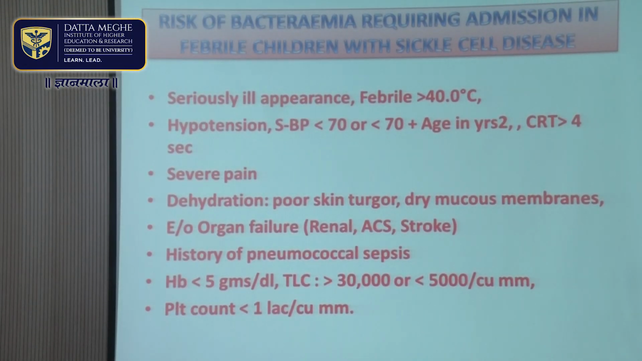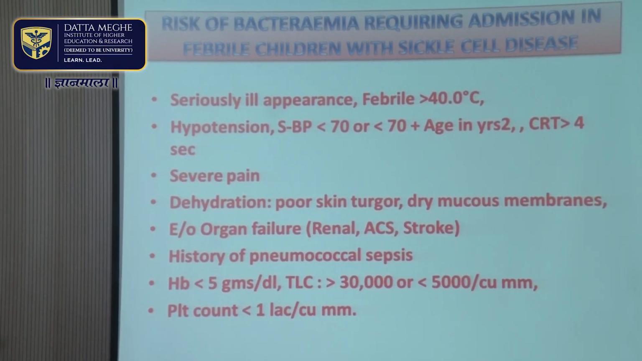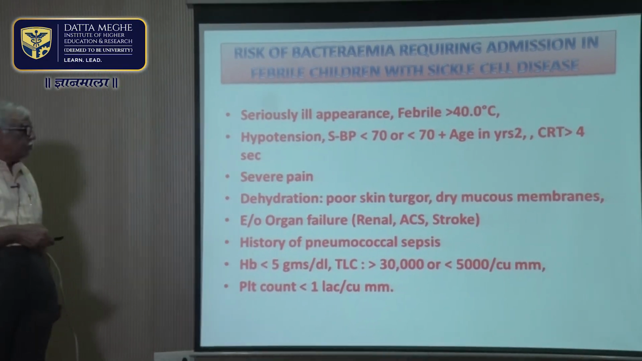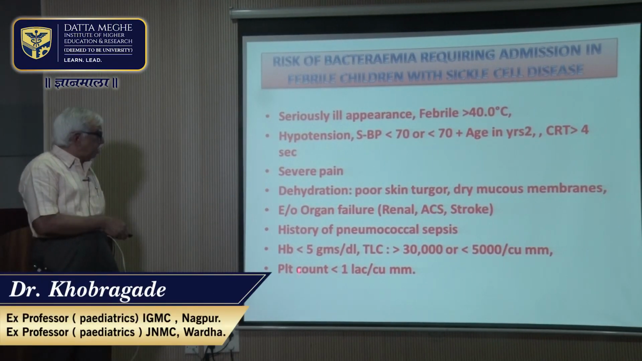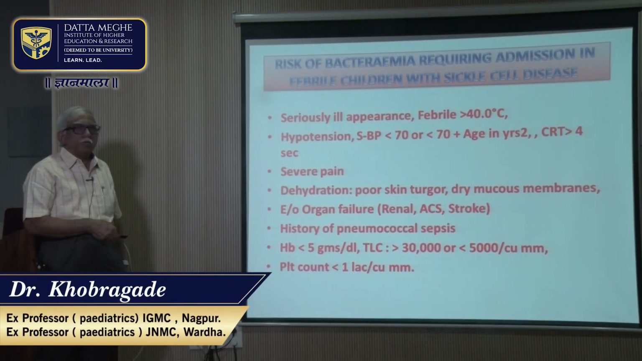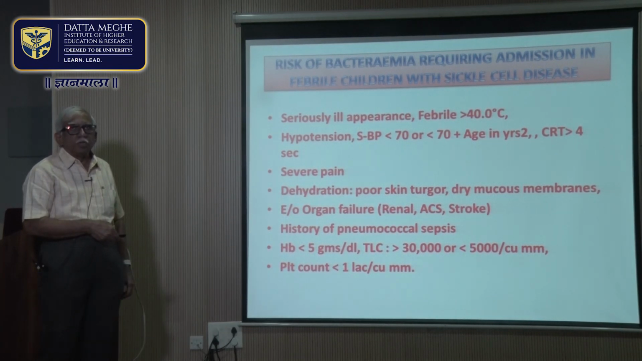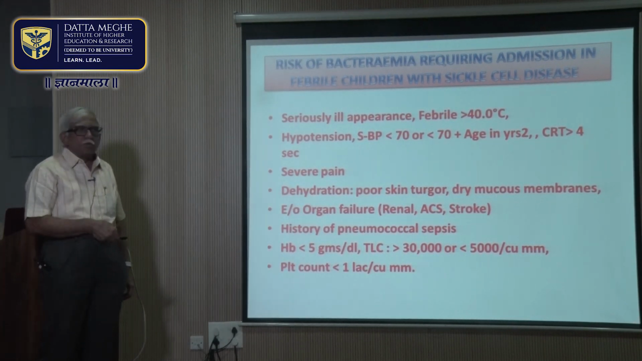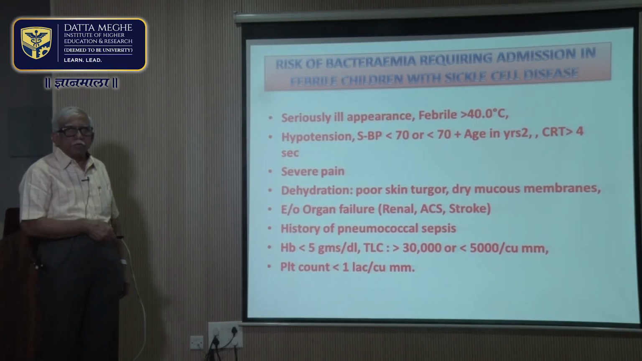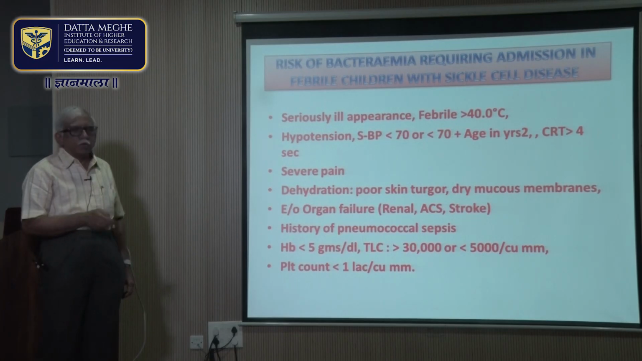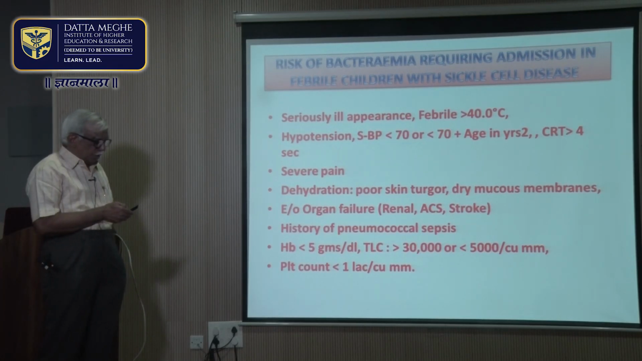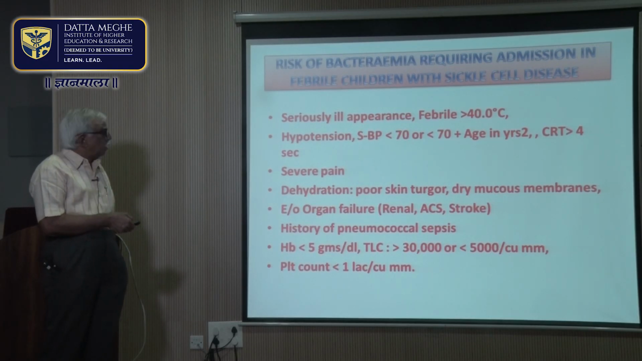Severe pain, dehydration, end organ failure like renal failure, the lungs, the acute chest syndrome, the stroke, history of pneumococcal sepsis, and hemoglobin less than 5 gram per dl, and the total leukocyte count if it is more than 30,000 or less than 5,000 per cubic millimeter, it is an indication that the patient probably has a serious bacterial infection. A platelet count less than 1 lakh is also an ominous sign, and they should be admitted and given appropriate treatment after taking the culture.